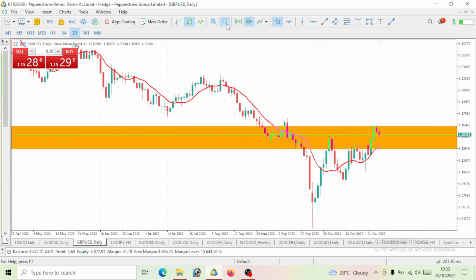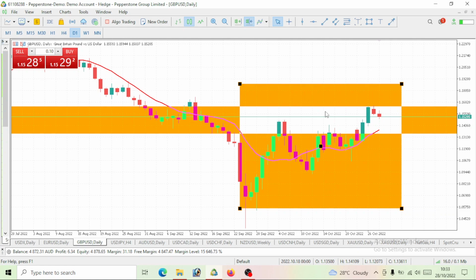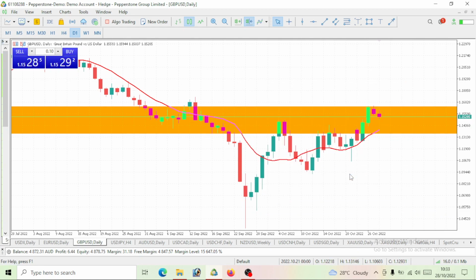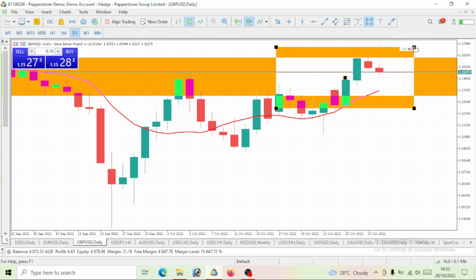Now, quick analysis. Take a look at this GBPUSD. Take a look at this movement, right? We all can see that this is clearly a bullish move, and I've included this moving average, which is a 10-period moving average. You can see that the price is above the 10-period moving average.